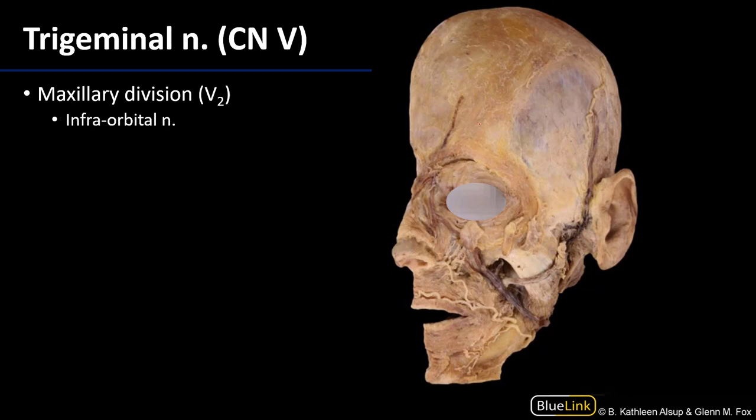Next up, we have the maxillary division, V2. Much of V2 is quite well hidden in the deep face, as we'll see. But as it pertains to the afferents from the face coming out of the infraorbital foramen, is the infraorbital nerve and its branches.